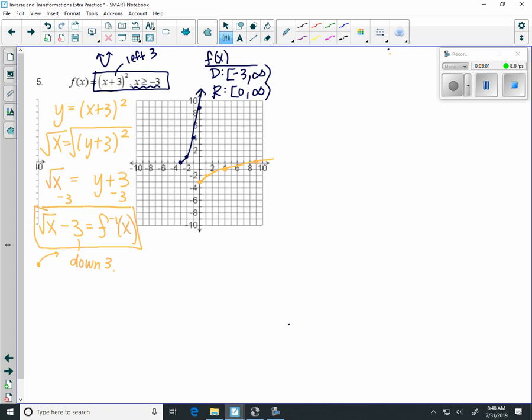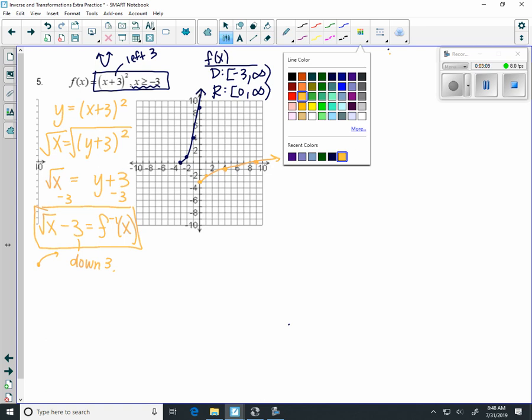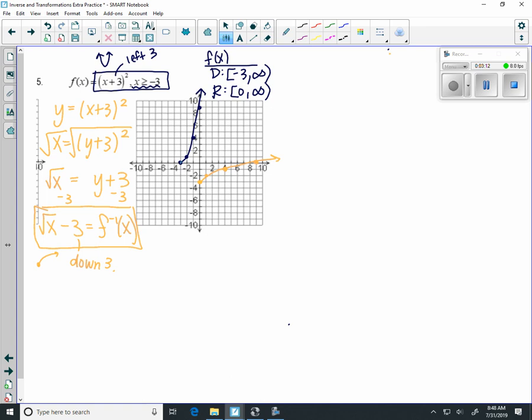And again, just like on number 3, if you watch that video, spot check a couple of points. They should be inverses of each other. So here, I have negative 3, 0. On my other function, I have 0, negative 3. Same thing here with this top point, 0, 9. And on the inverse, 9, 0. So I'm feeling pretty good about my function here, and feeling pretty good about my inverse.